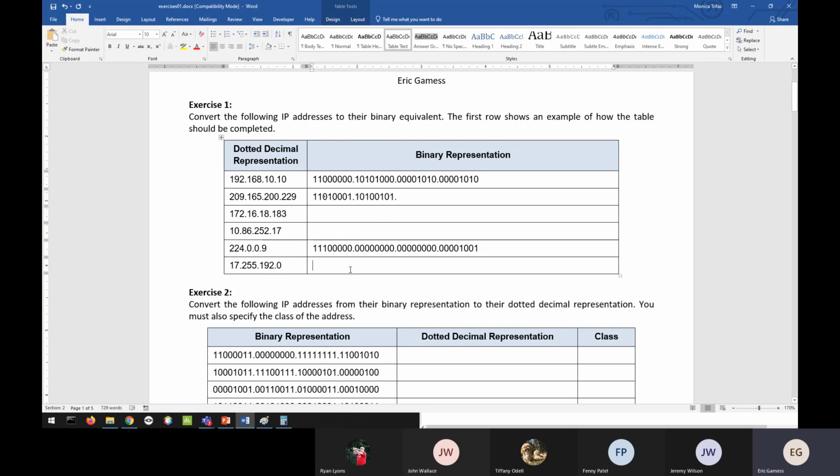17 is what? 17 is 16 plus 1, isn't it? 255 is what? It is 1, 1, 1, 1, 1, 1, 1, 1. 192 is what? 1, 1, 0, 0, 0, 0, 0, 0. And 0 is 0, 0, 0, 0, 0, 0, 0, 0. Okay? Some are very easy to convert.